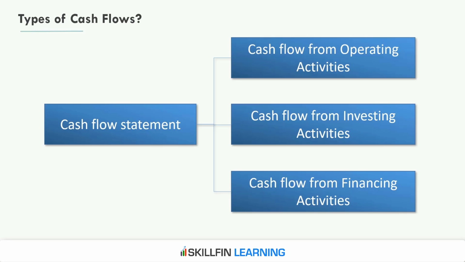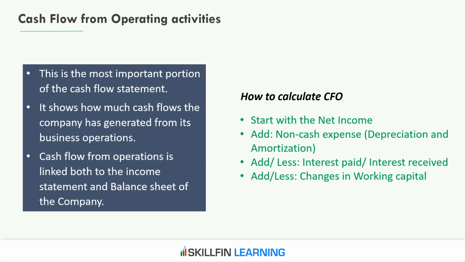A cash flow statement has three parts: cash flow from operating activities, cash flow from investing activities, and cash flows from financing activities. Cash flow from operating activity is the most important component of the cash flow statement. It shows how much of the cash flows the company was able to generate from its business operations. This cash flow from operating activity is linked both to the income statement and the balance sheet.